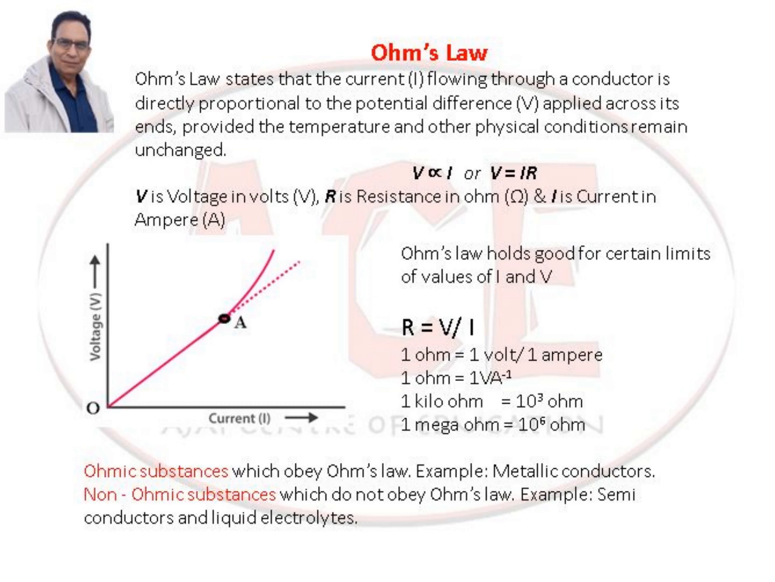Ohm's law holds good for certain limits of values of I and R. R is equal to V over I. 1 ohm is equal to 1 volt over 1 ampere. 1 kilo ohm is equal to 10 to the power 3 ohm, and 1 mega ohm is equal to 10 to the power 6 ohm.